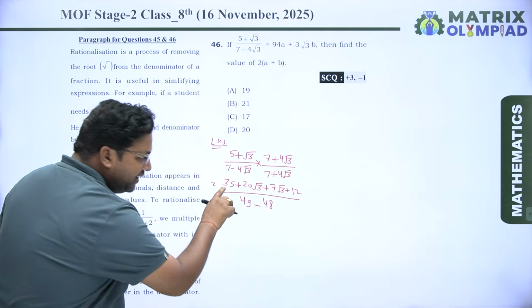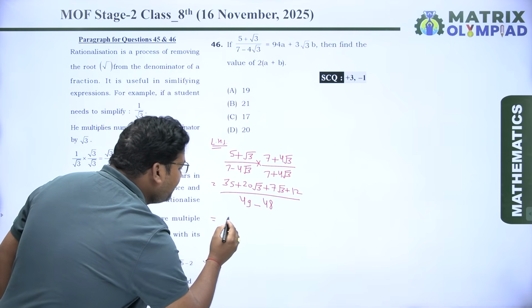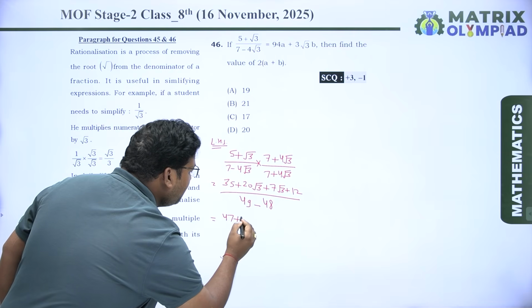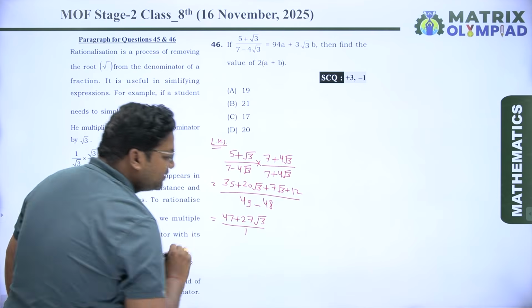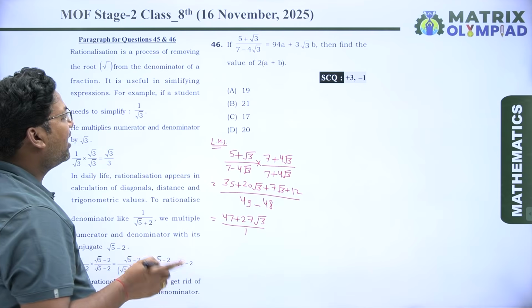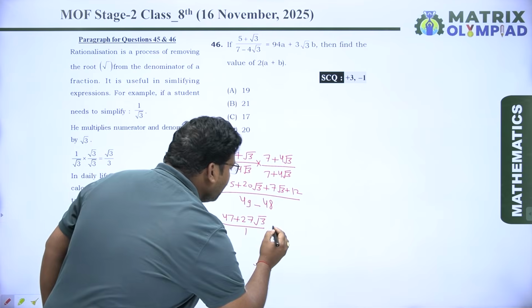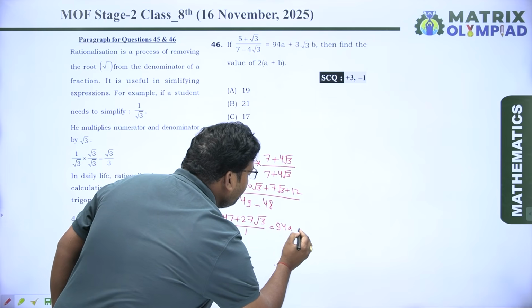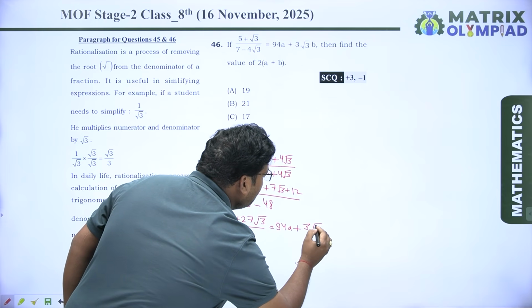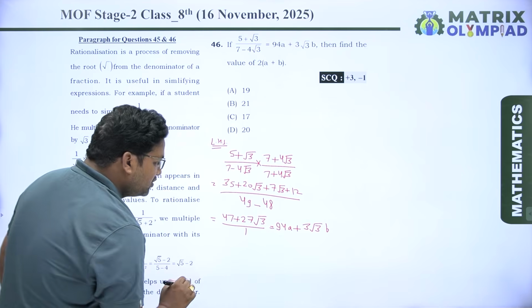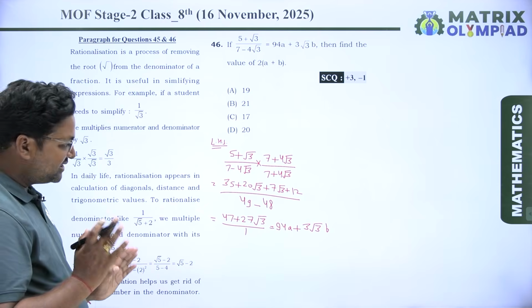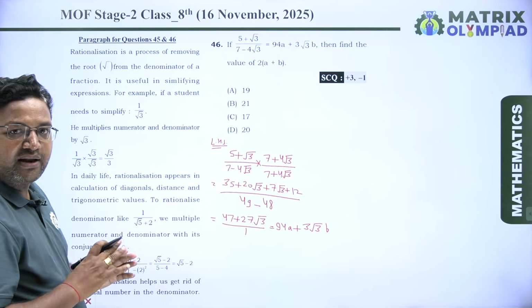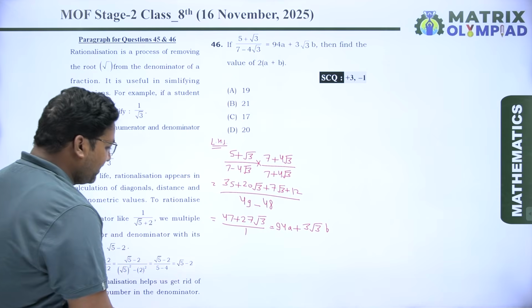So here we can get 35 plus 12 equal to 47 plus 27 under root 3 upon 1. So this is the left hand side part. Now this is equal to 94a plus 3 under root 3b. So we have to compare the left hand side part and the right hand side part: the rational part with the rational part and the irrational part with the irrational part.